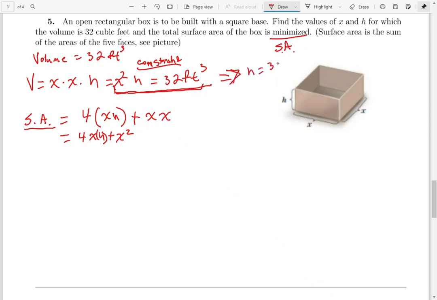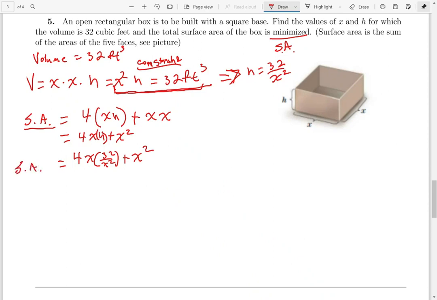If I solve for h, this then gives me h is equal to 32 divided by x squared, which then if I plug in gives me that 4 times x times 32 divided by x squared plus x squared is my surface area formula.